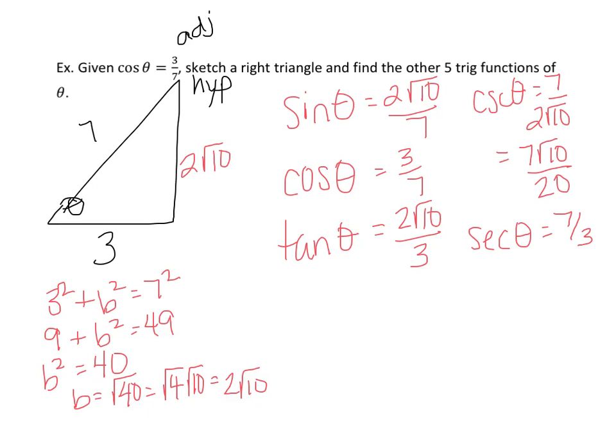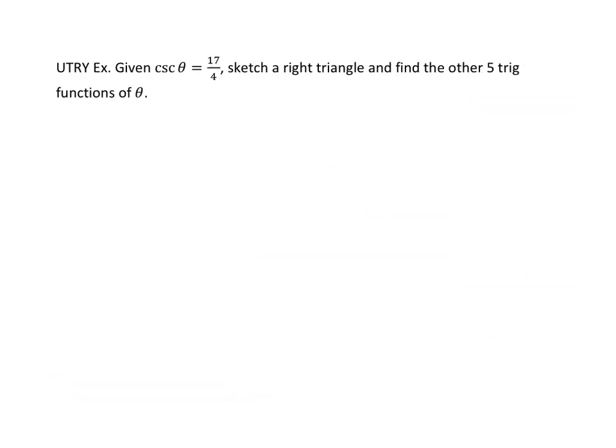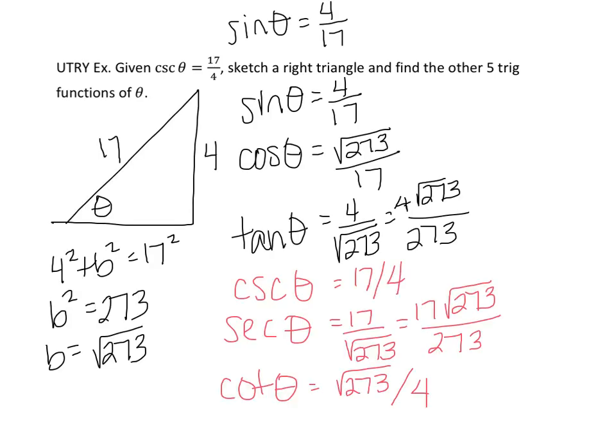And then cotangent. So cotangent theta, 3 over 2 radical 10. Rationalize it, 3 radical 10 over 20. Try this one out for yourself. See if you can come up with the right answer. Okay, see if this matches.